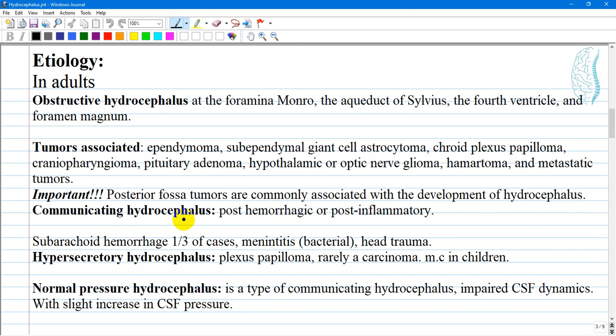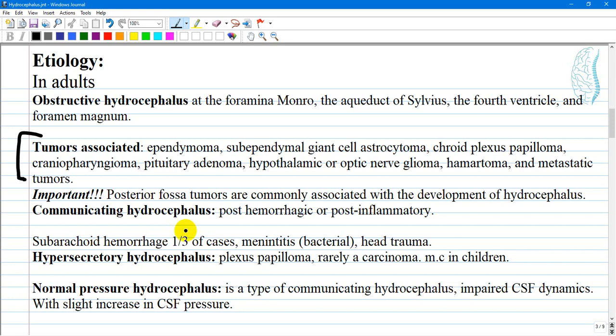Communicating hydrocephalus. This is as opposed to the obstructive type of hydrocephalus. Communicating hydrocephalus is caused by impaired absorption of cerebrospinal fluid. The most common causes are post-hemorrhagic or post-inflammatory changes.